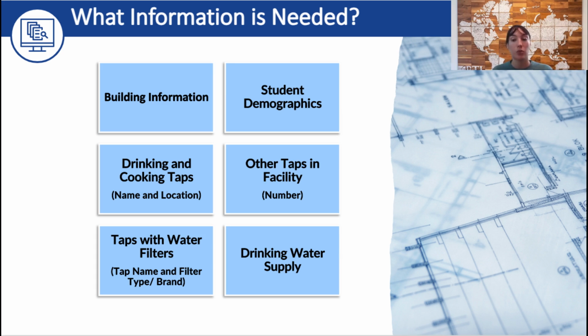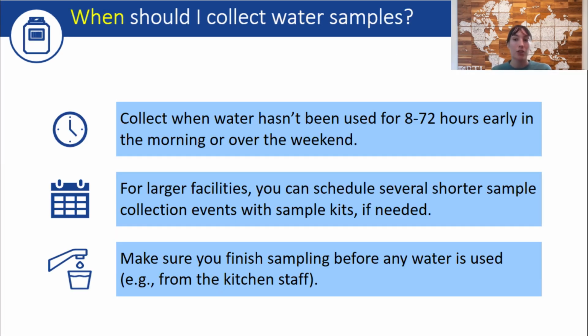Everyone involved in sampling should watch the demonstration videos in our training and resources page, as well as read the instructions. Next, when should you collect water samples? Water should only be collected when water has not been used for 8 to 72 hours, which means early in the morning so you can finish sampling before any water has been used yet in the building, or over the weekend. For larger facilities, you can schedule several shorter sample collection events with sample kits if needed. Again, make sure you finish sampling before any water is used in the building.